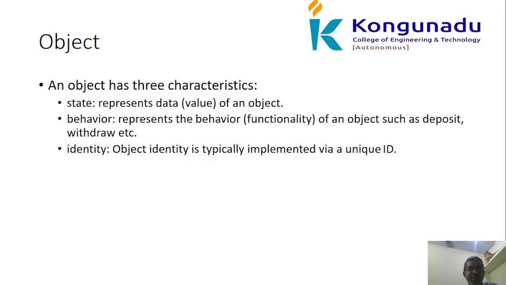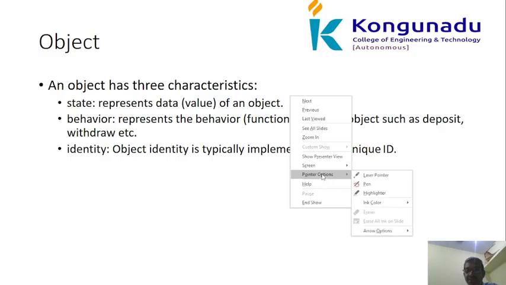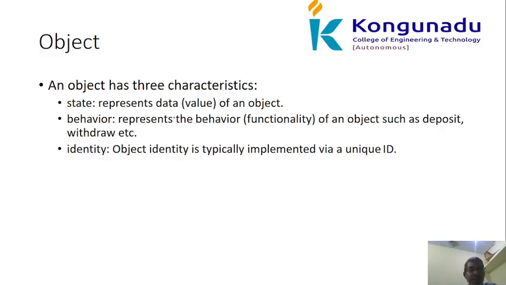You can see an object has three characteristics. First, it has state, which represents the data of an object. Then behavior, which is the functionality, how it works. The function will be defined in the behavior. Then identity. An object is typically implemented by a unique ID.